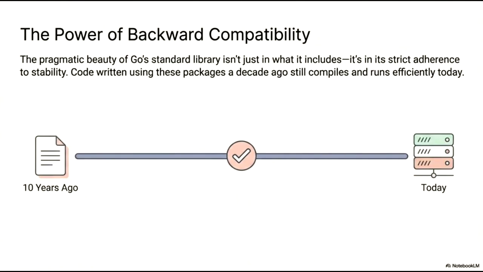The pragmatic beauty of Go's standard library is rooted in its strict adherence to stability. As this timeline illustrates, code written using these packages a decade ago still compiles and runs efficiently today. This level of backward compatibility is a core strength of the Go ecosystem, ensuring that legacy applications remain functional and performant on modern infrastructure without requiring extensive maintenance or refactoring.